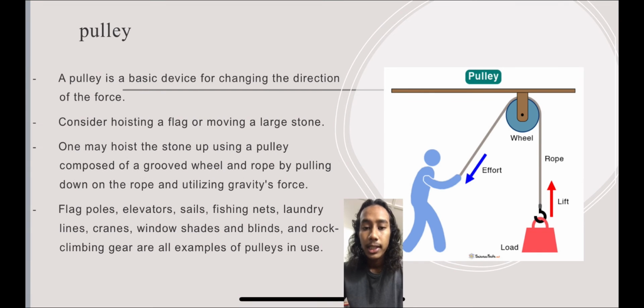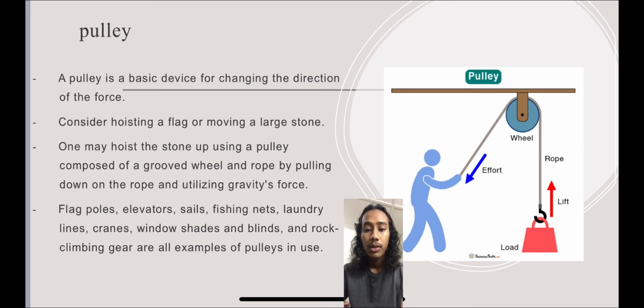For the next simple machine, a pulley. A pulley is a basic device for changing the direction of the force. Consider hoisting a flag or moving a large stone. To elevate a stone into its proper position on a pyramid, one must apply a pulling force. One may hoist the stones up using a pulley composed of a groove, wheel, and rope by pulling down on the rope and utilizing gravity's force.